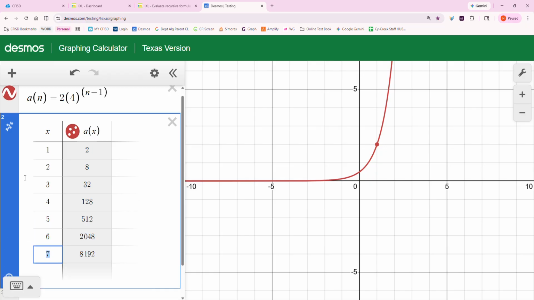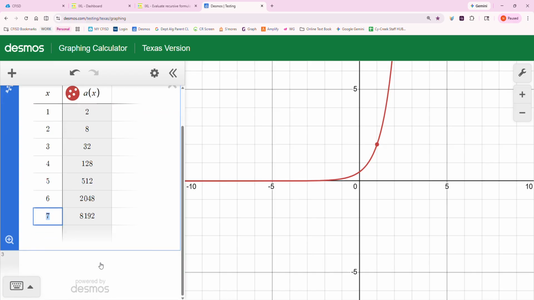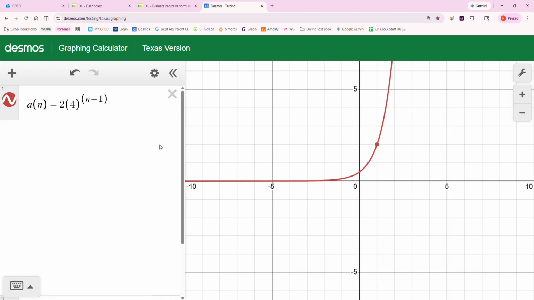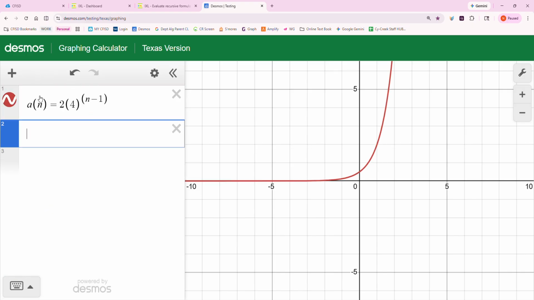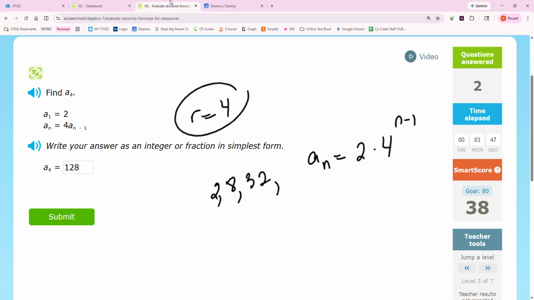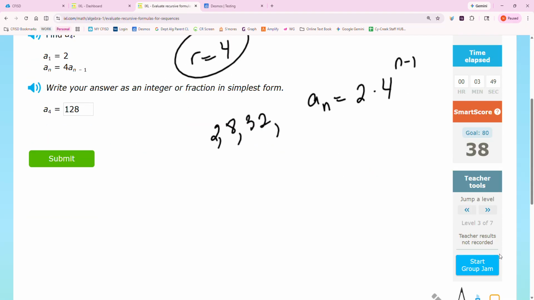I can continue going now that I know the terms in my sequence. And let's say I asked for the 99th term. So now that I know that I can write it as the explicit format, I can say A of 99, and that will give me my 99th term in this sequence. So that's all you got to do with that one.